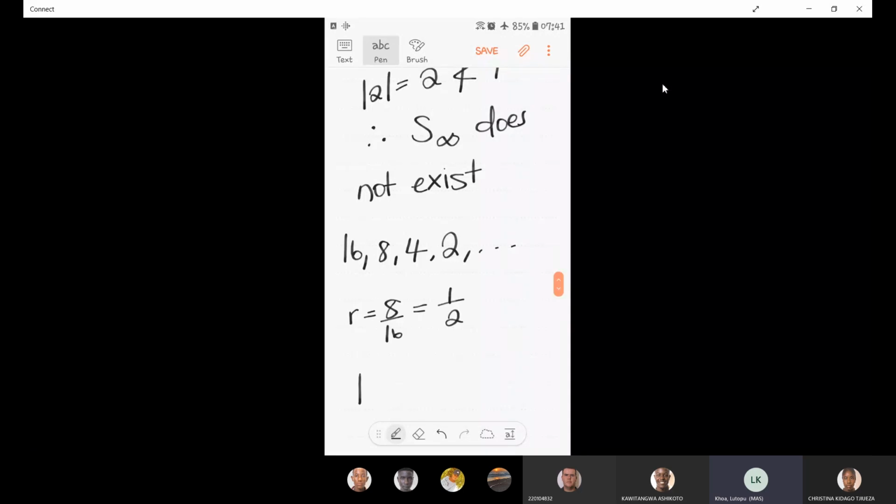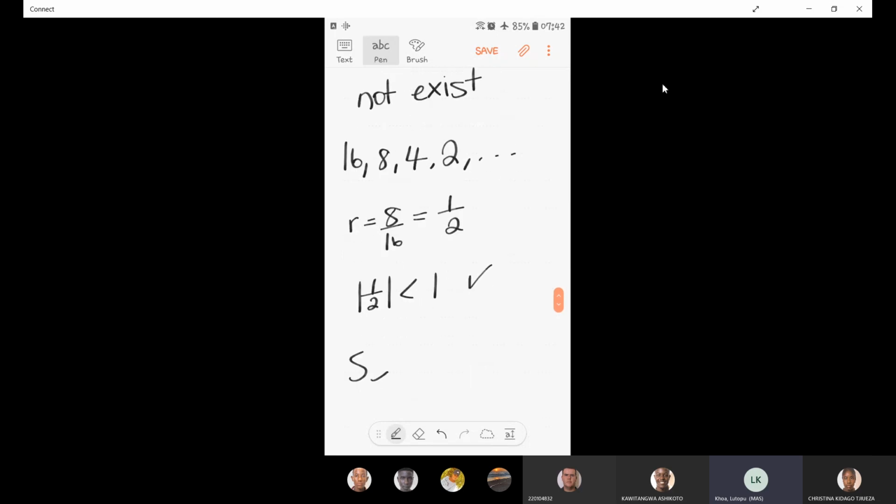Now here, my absolute value of a half is less than 1. This is what we want. So this sum to infinity exists. Now the reason it exists is because of this condition that we have over here. So that is like your check. Does it exist? Does it not exist? So you might get questions where it does not exist.